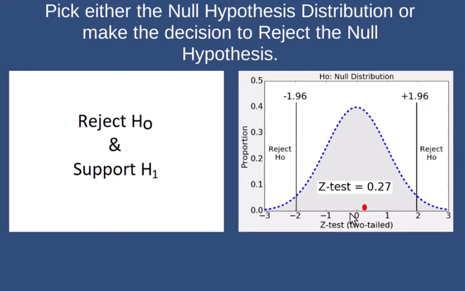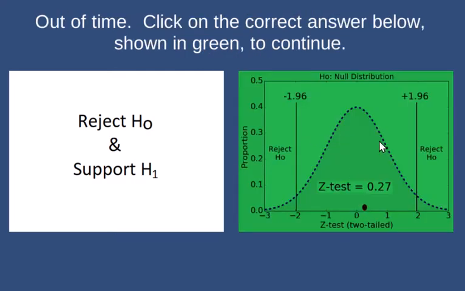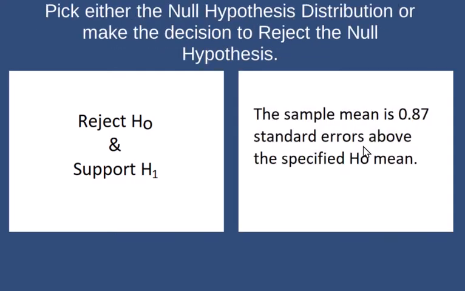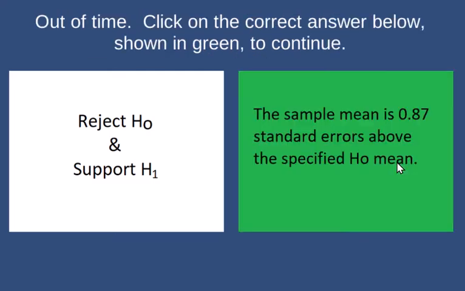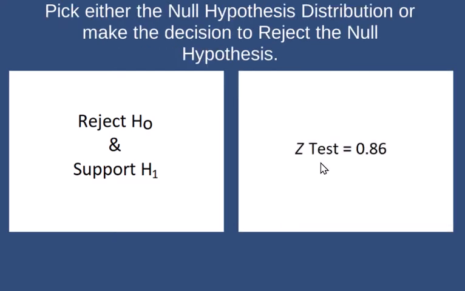Z-test of 0.27. Good job, null hypothesis distribution. It pretty much called where the sample mean should be. We retain the null hypothesis distribution. We're told the sample mean is 0.87 standard error above the specified null mean. That's a z-test of 0.87. That's clearly within our plus minus 1.96. We retain the null. Z-test of 0.86. We're going to go ahead and retain the null. It's within our plus minus 1.96.